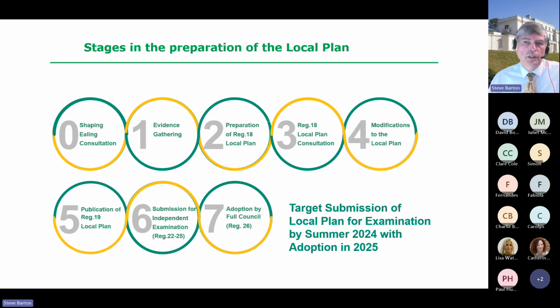This slide illustrates the stages in the preparation of a local plan, and we're currently at stage 5, the publication or Reg 19 stage, or as I prefer to call it, our final proposals. And before we got here, we started with our Shaping Ealing consultation, where we asked you what challenges there were in your local communities and what opportunities existed. What did you like about your local areas? What things would you like to see changed?